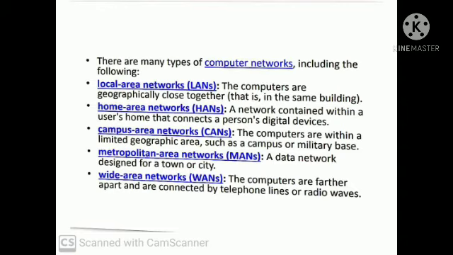Next one, CAN, that is known as campus area network. The computers are within a limited geographical area such as a campus or military base. Next one, MAN, Metropolitan Area Network. Then WAN, Wide Area Network. The computers are further apart that are connected by telephone lines or radio waves. So the different types of computer networks are LAN, HAN, CAN, MAN and WAN.